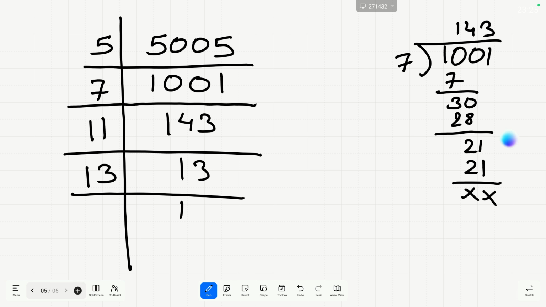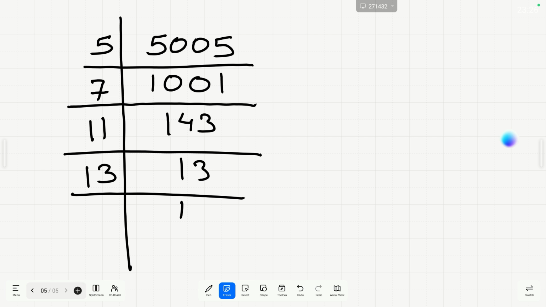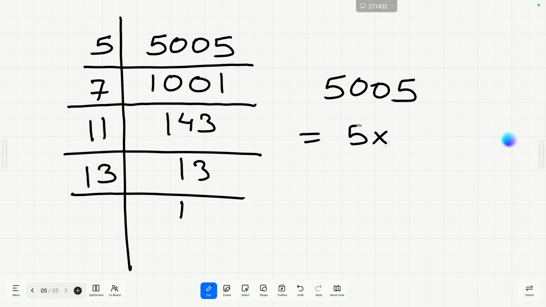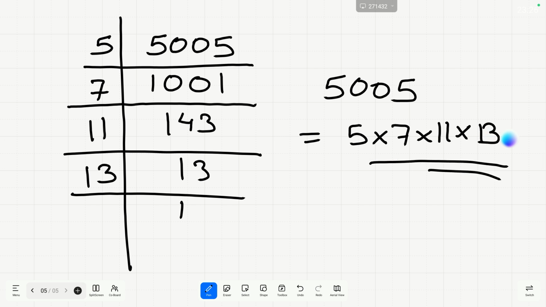13 is already a prime number. So we have got our answer of expressing 5005 as a product of prime factors. So we can write it as 5005 equals 5 multiplied by 7 multiplied by 11 multiplied by 13. So yes, this is the answer what we have got today.